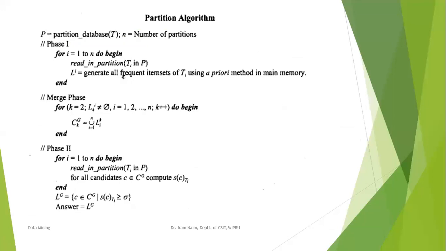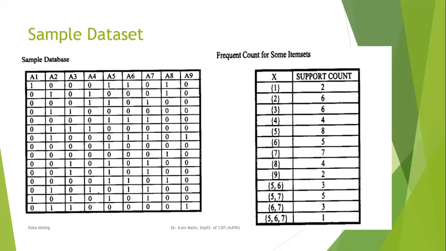Now what happens in the partition algorithm? In the partition algorithm, in phase 1, first of all we partition the transaction data set. जैसे कि हमारा database था, तो first of all we partition it. मतलब you have to make certain partitions, and those partitions should be non-overlapping. Non-overlapping means if you consider a row in the first partition, you should not consider it in the second partition. Okay, so this is non-overlapping.